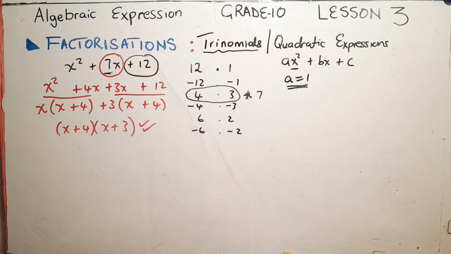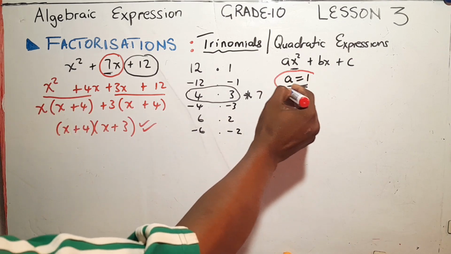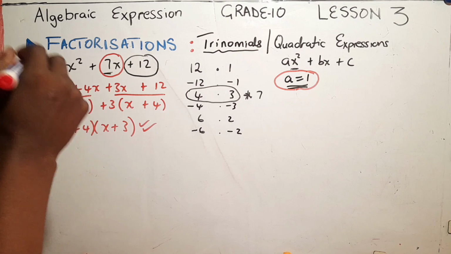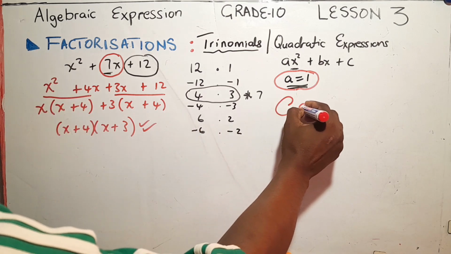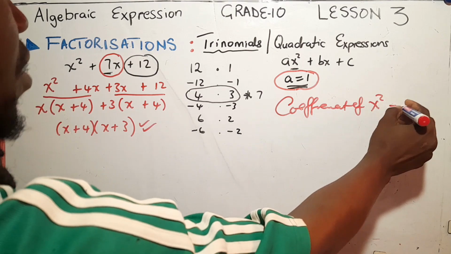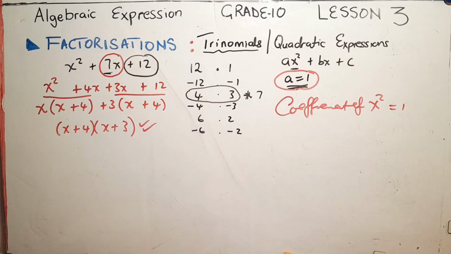It's factorized. Let's have some questions that can widen your understanding of this. But always remember that this only works when your value of a is 1, when the coefficient of x squared is 1. So always remember that your coefficient of x squared must be equal to 1 for this to apply.